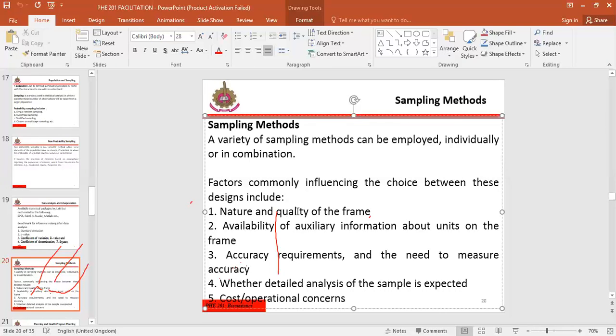Another one is the availability of auxiliary information about the unit of the frame. Another one is the accuracy requirements and the need to measure the accuracy. Another one is whether detailed analysis of the sample is expected or not. Another important thing is the cost or the operational demand of your sampling technique.